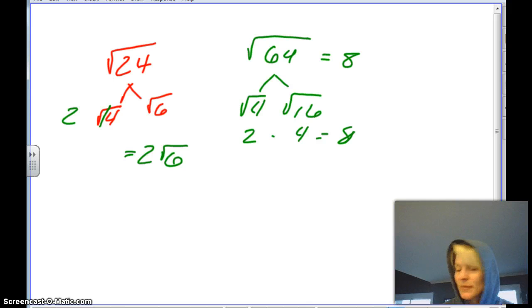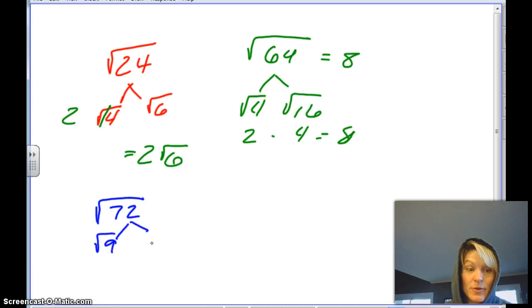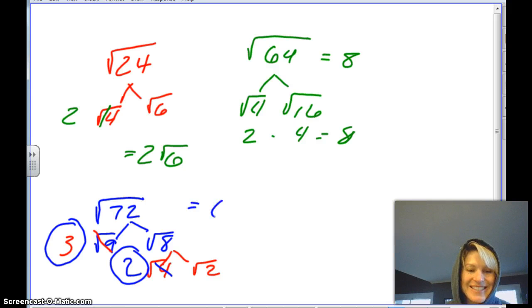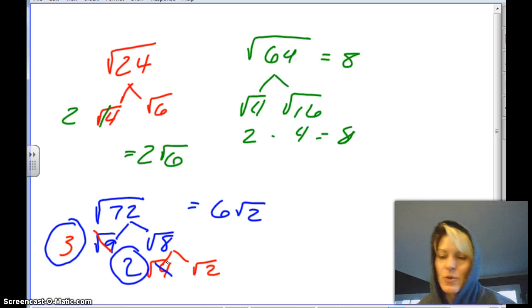All right, let's try another one. How about the square root of 72? So I know 9 is a factor, and that's a perfect square, times 8. So I know the square root of 9 is 3. Here, I know the square root of 4 times the square root of 2. 4 times 2 is 8. So I know the square root of 4 is 2, and then this is not a perfect square. So I have this whole number, and I have this whole number, so I get 6 times the square root of 2 as my answer. Okay, so basically you're breaking it down into prime factorization, but you're looking for perfect squares as factors.